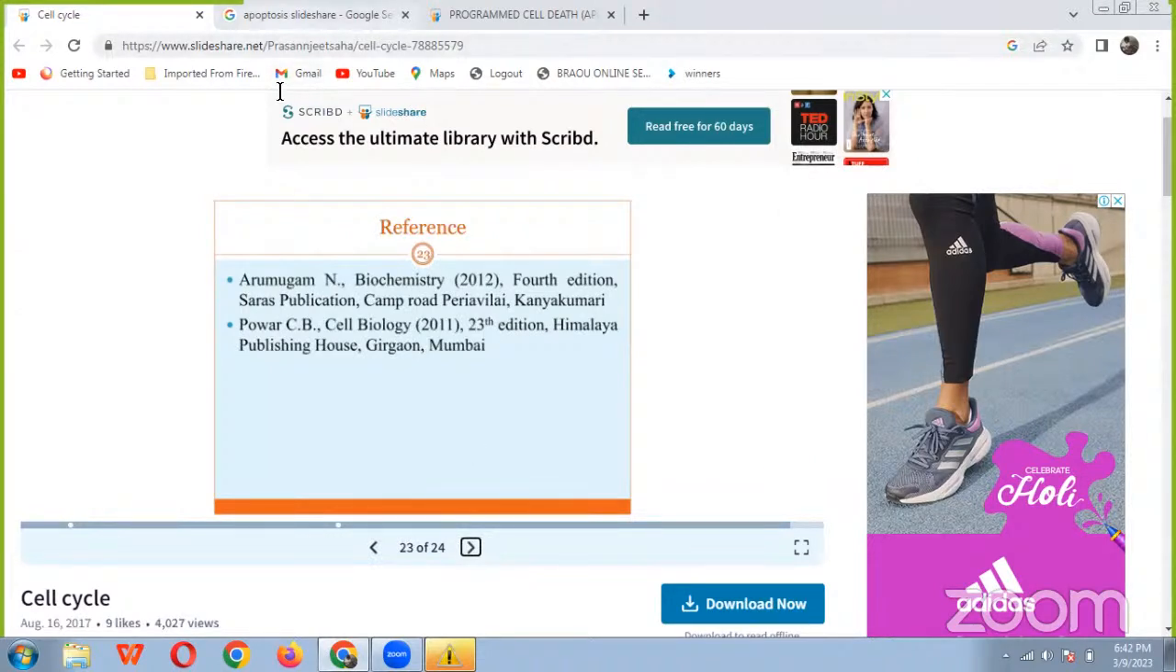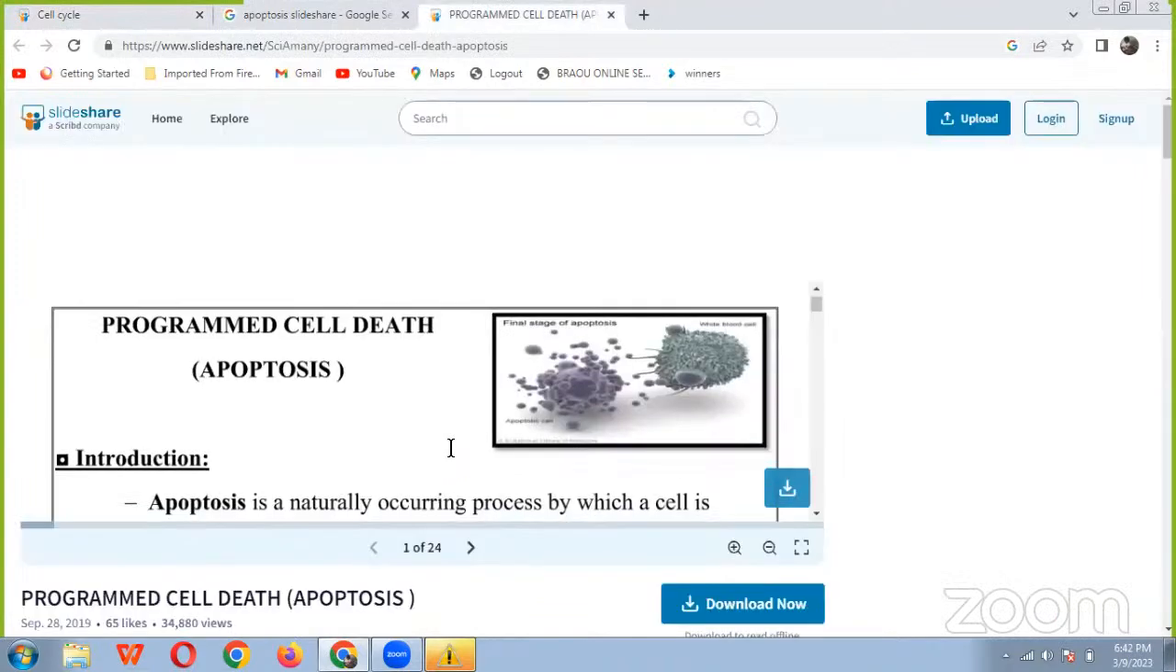Next is apoptosis. What is the meaning of apoptosis?